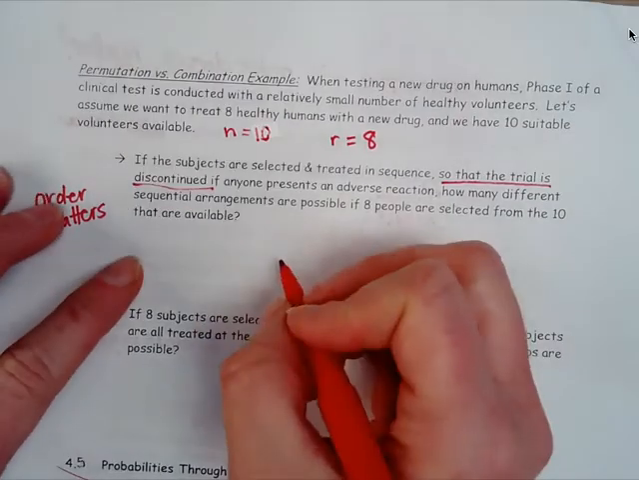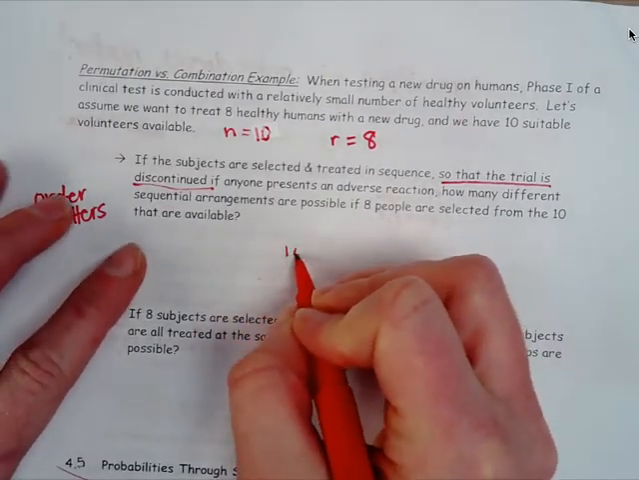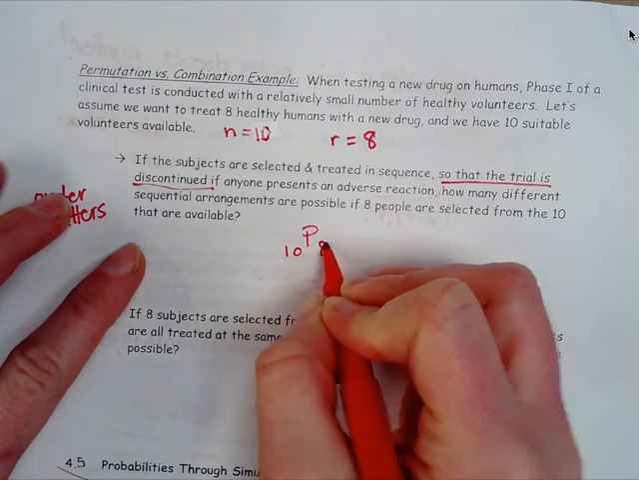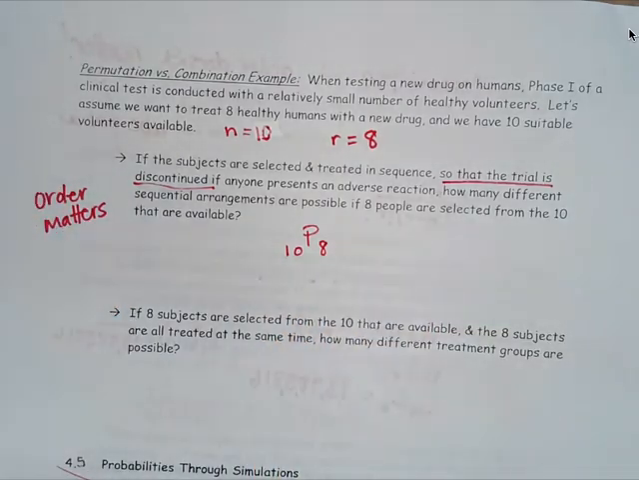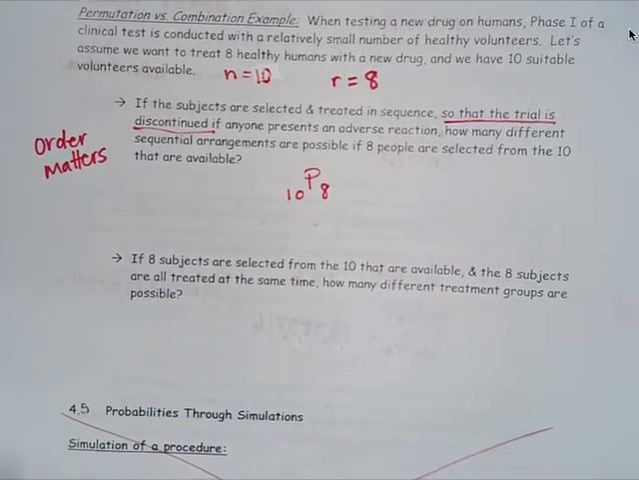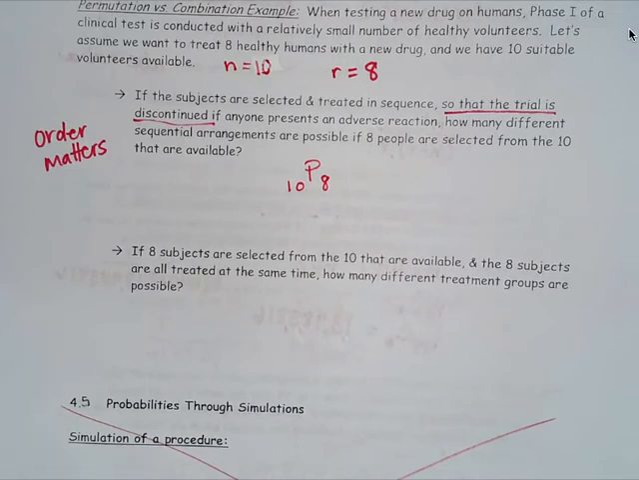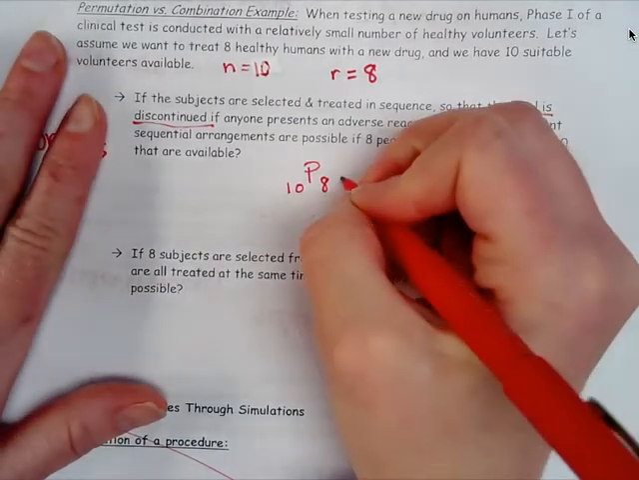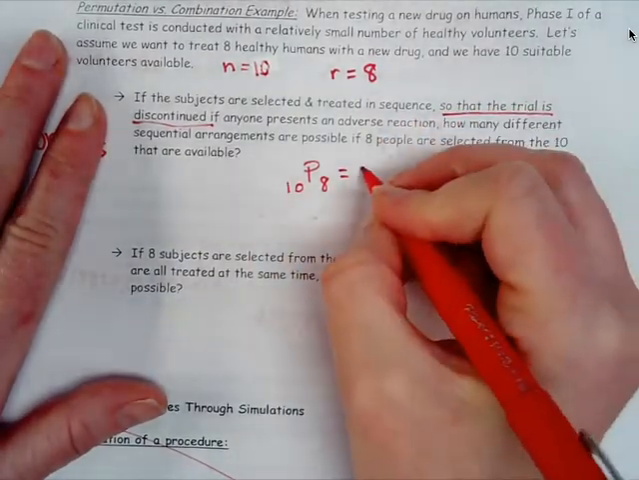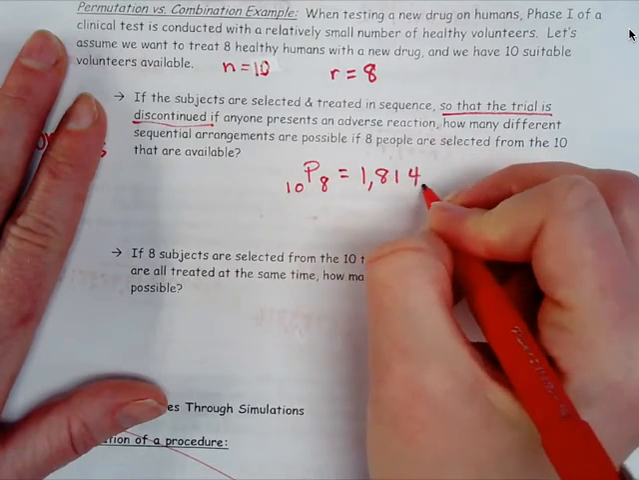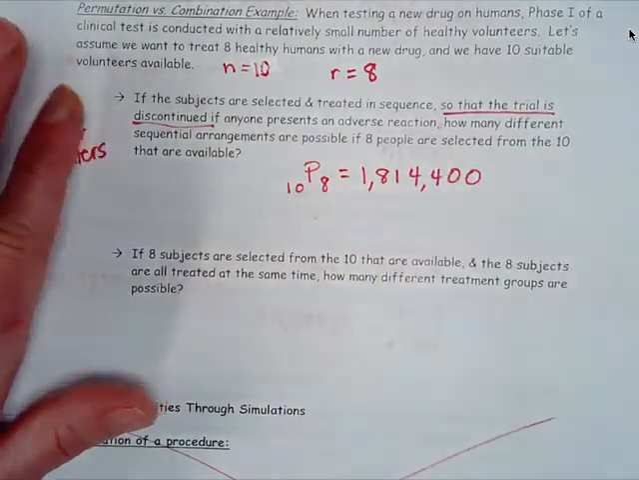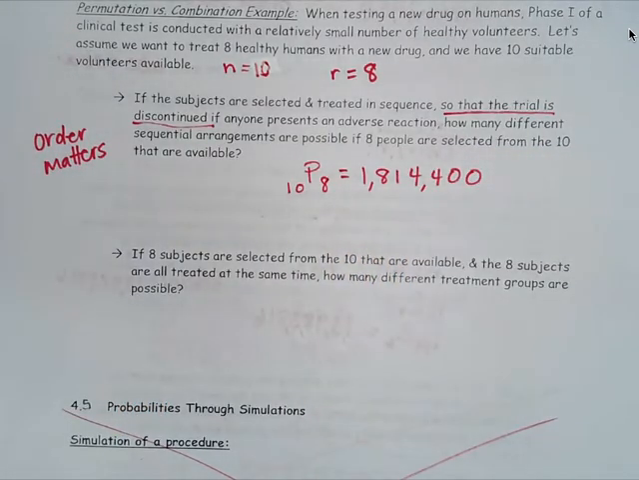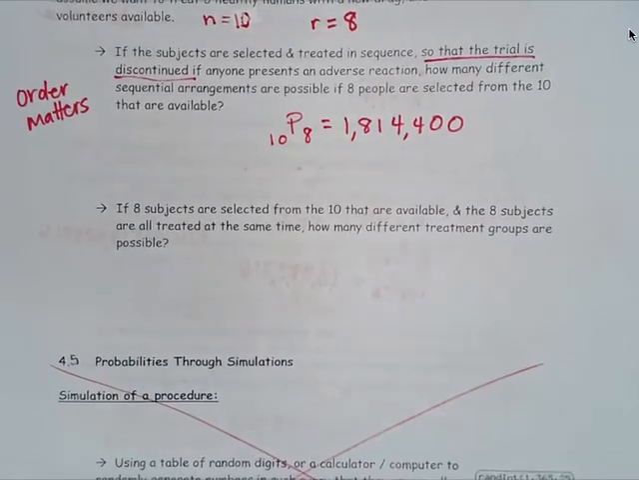So if it's permutation, we're going to do the 10 permutate 8. This is what I got. So what y'all got? Okay. Let's look at the next one.